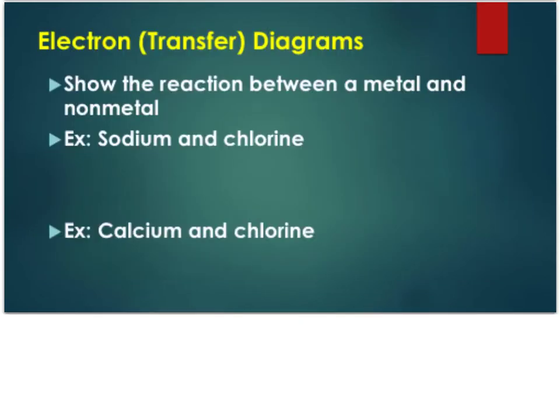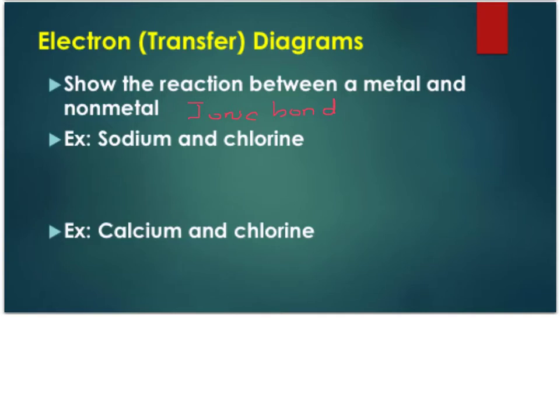Okay, so let's look at an electron transfer diagram. Because we use the word transfer diagram here, we said we're looking at the reaction between a metal and a non-metal. What type of bonds are we looking at? Right, we're looking at ionic bonds, so the formation of an ionic bond. And the first one we're going to look at is the example between sodium and chlorine.